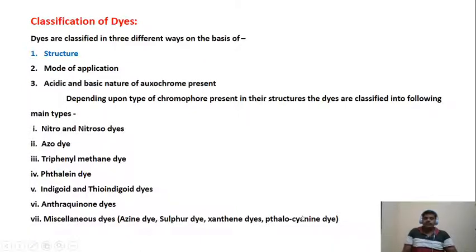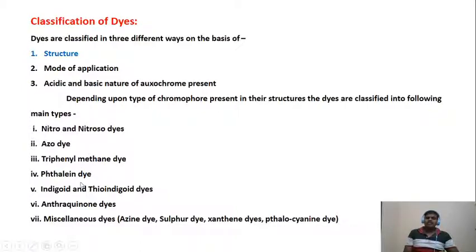The first is nitro or nitroso dye. These are the structural features of this dye: if the dye contains a nitro group or nitroso group in its structure, it comes under this class and is called a nitro or nitroso dye. Azo dyes are the dyes in which the structure shows the presence of an azo group. Then the triphenyl methane group, the same: if a triphenyl methane group is present in the structure of the dye, then that dye comes under this class.